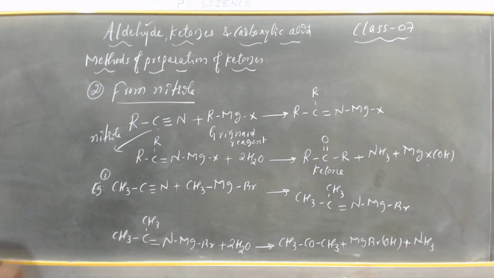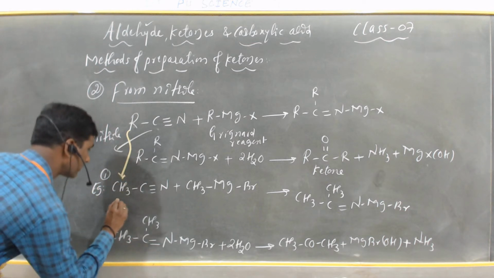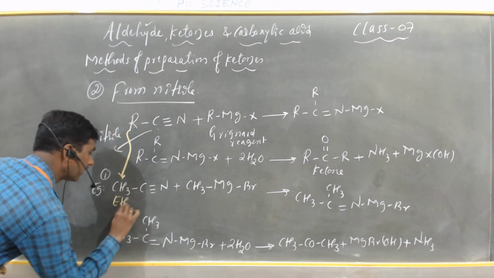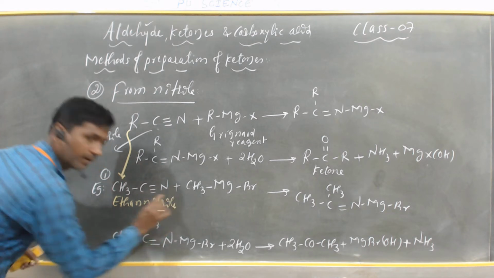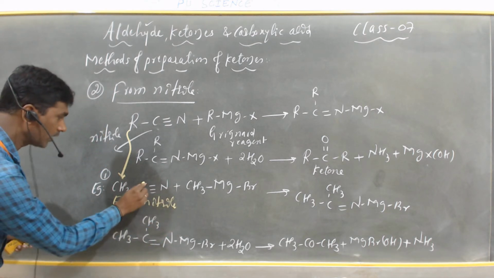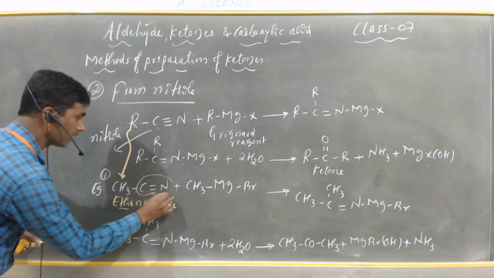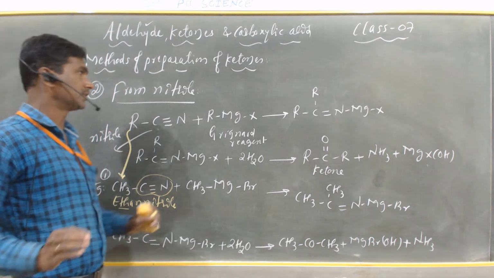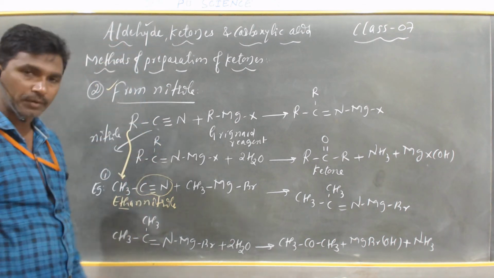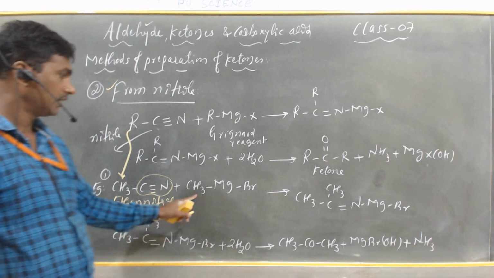So this R is CH3. It is called ethanenitrile. Why is it called ethanenitrile, my dear students? Two carbon atoms are there, so it is eth, and C triple bond N is called a nitrile. So this is an example of the preparation of a ketone from a nitrile. First example: ethanenitrile with Grignard reagent.